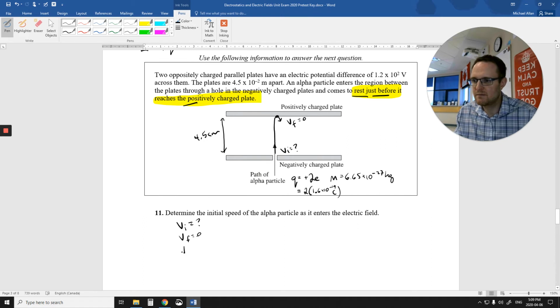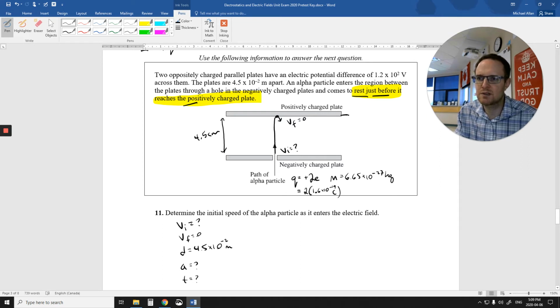What I know from the information that we have is this distance, 4.5 times 10 to the negative 2 meters. So we have our distance. To find this using kinematics, remember, I either need to know my acceleration or my time. I need one of those two things. So what are we going to do here?